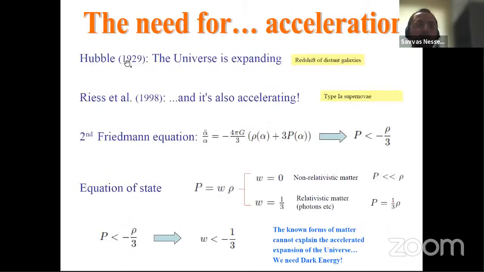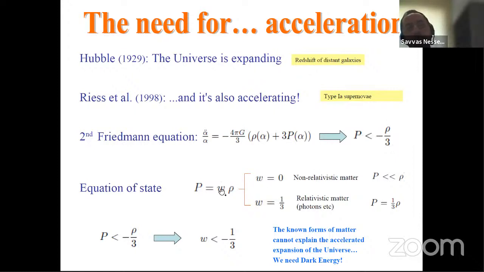Now, there were two key observations. First of all, by Hubble in 1929, who realized that the universe is expanding from the redshift of distant galaxies. And also in 1998, by Riess et al., who realized that the universe is also accelerating by using type Ia supernovae. This means that if we use the second Friedmann equation and the universe is accelerating, this has to be positive. And since we have a minus sign there, the sum of these two things, the pressure and the density of the species in the universe, has to be negative, which means that the pressure has to be smaller than minus rho over 3.